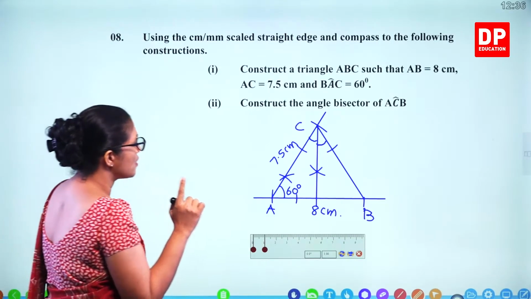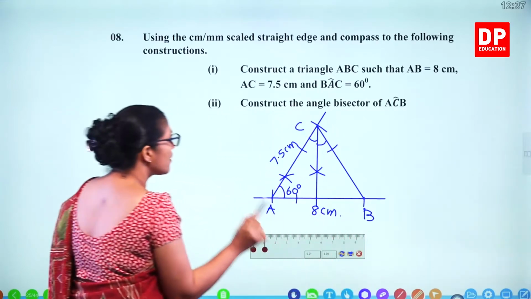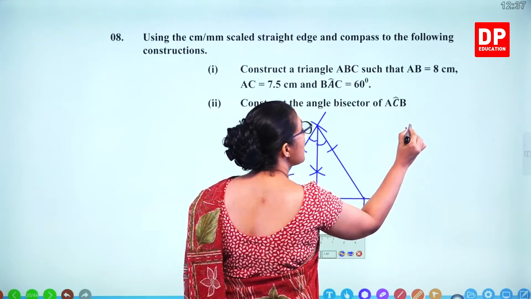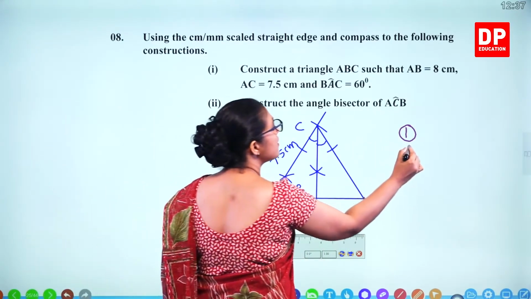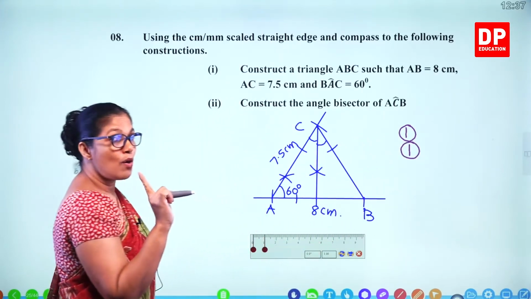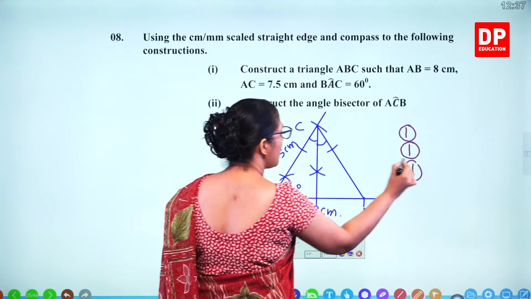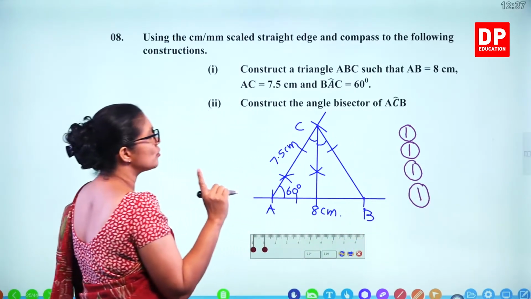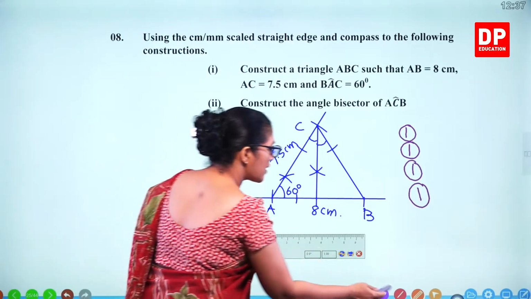So how many marks for these two steps? You will get measuring the AB length 1 mark, marking the 60-degree angle 1 mark, the 7.5 length 1 mark, and drawing the angle bisector 1 mark. So 4 marks for these two steps. Now let's do the next two parts.